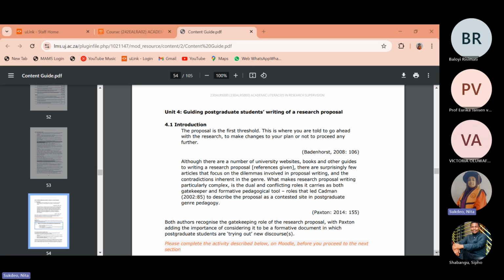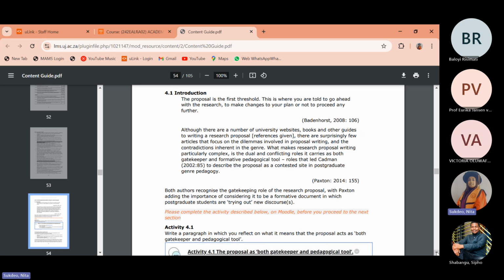So guiding your student on writing a research proposal. So this is now they've done all the reading, they've gathered all the information, they've probably organized all the information in the various ways we just discussed in unit 3. And we're now getting down to actually writing the argument, writing our story. So the proposal is the first threshold that we have to go through.